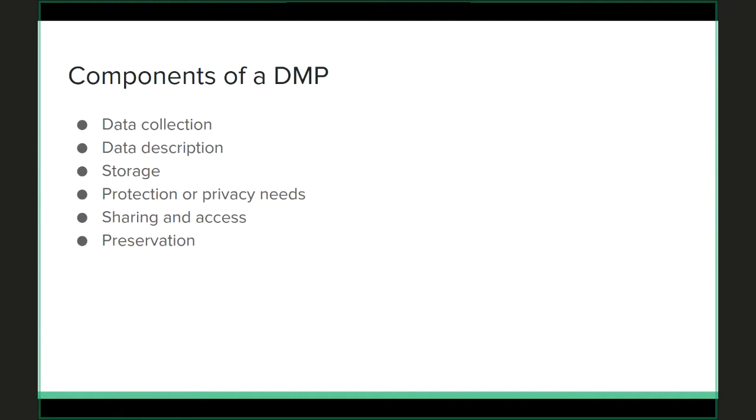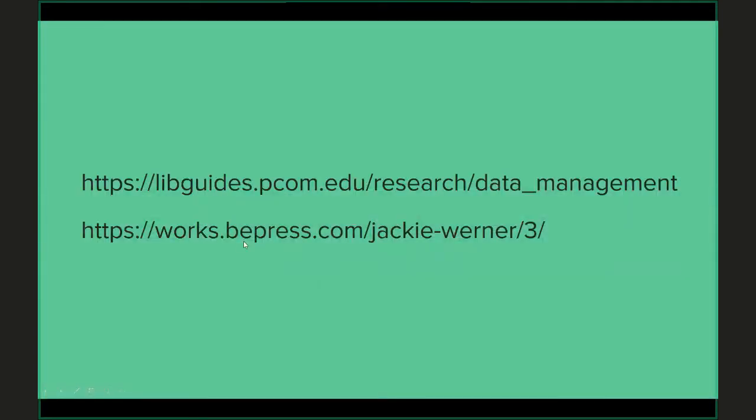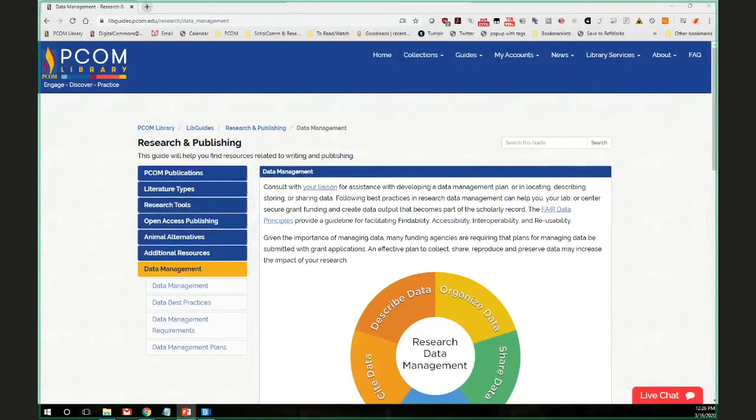And I'm going to now show you a website called DMP Tool, which is a really nice way of just creating a data management plan without kind of having to guess at what you should include. So, all right, let me attempt to show this. All right, I think this is working properly. So this is a look at our data management guide on our research and publishing libguide. Again, the URL is shared in the chat. It's libguides.pcom.edu/research/data management.